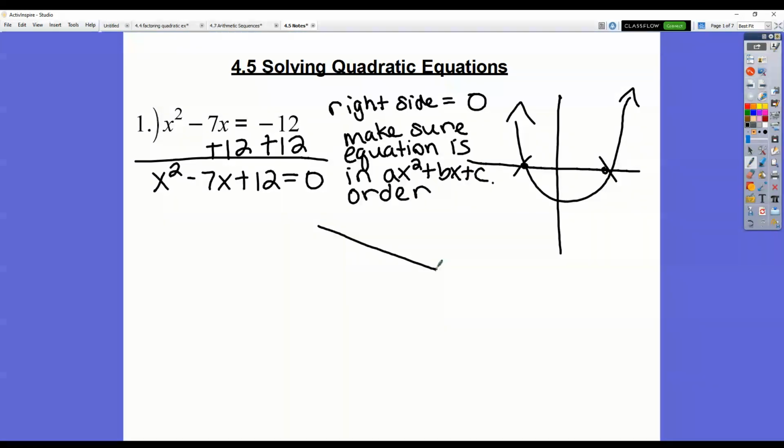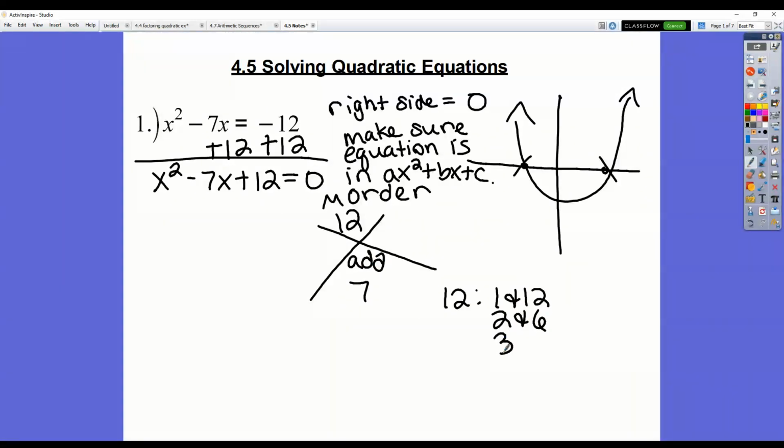So we draw our x. We can do just the x because the leading coefficient's 1. It's got to multiply to 12, add to 7. So factors of 12 are 1 and 12, 2 and 6, 3 and 4. And which ones add together to give you 7? Be 3 and 4. So then we write x plus 3 times x plus 4.